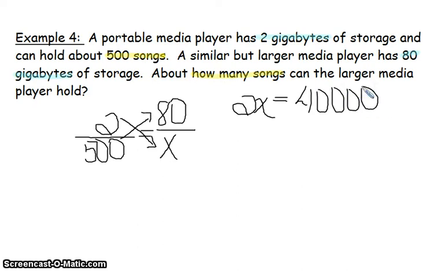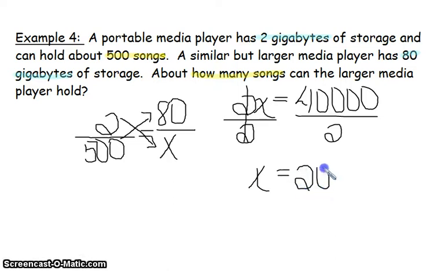Now, I have a one-step equation. It's very, very simple. The inverse of multiplying by 2 is dividing by 2. Gave you the answer there. Divide both sides by 2. 2 divided by 2 is 1, so I'm left with 1x equals, and 40,000 divided by 2 is 20,000.